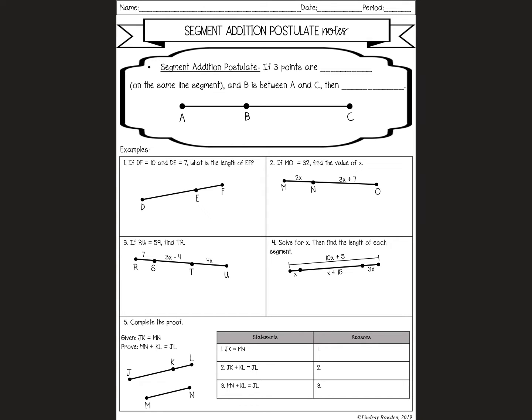All right, so I know we briefly talked about the segment and angle addition postulates already, but I want to take today and tomorrow to go back over those and actually apply them and practice some proofs with them.